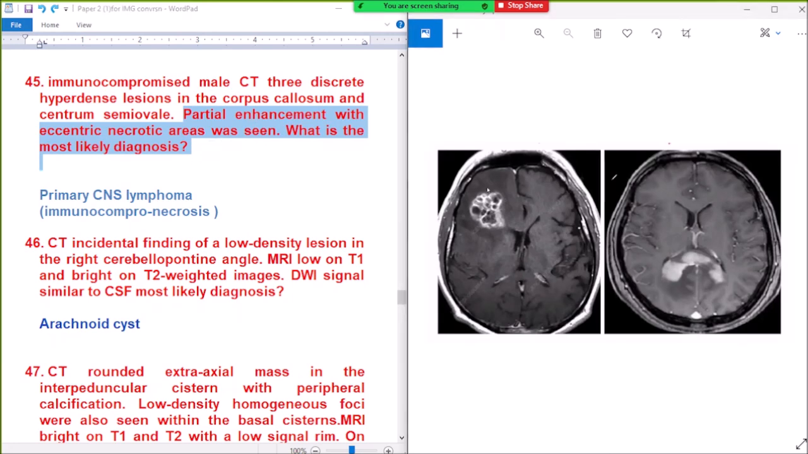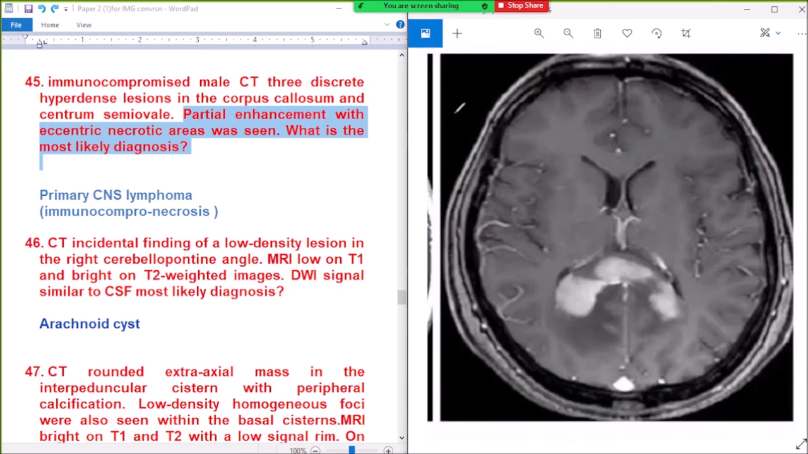Now post contrast there will be a central necrotic area, but we cannot see it here. You can just see three discrete hyperdense lesions.